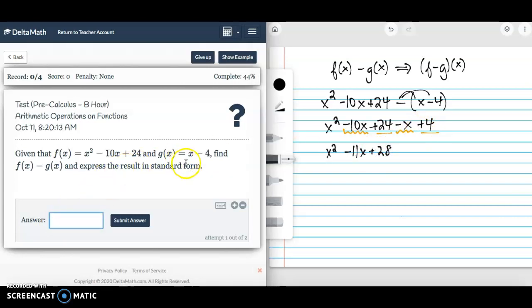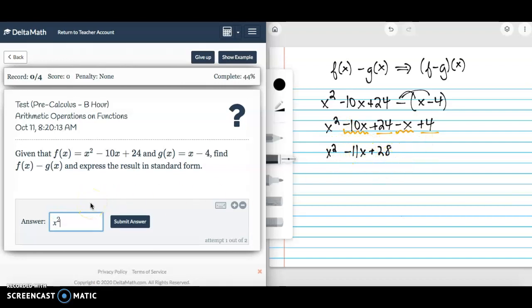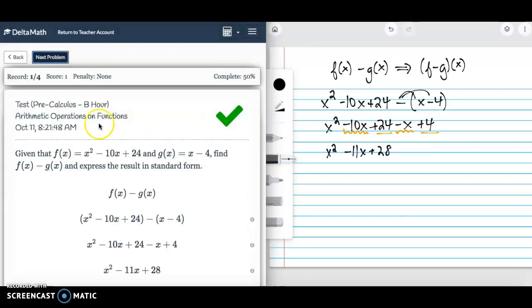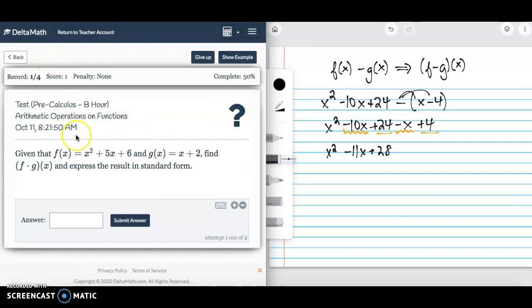Make sure when it says standard form, that means they want you to go in decreasing order for your degrees. So my x squared should be first, then my x, and then my constant. X squared minus 11x plus 28. Beautiful.